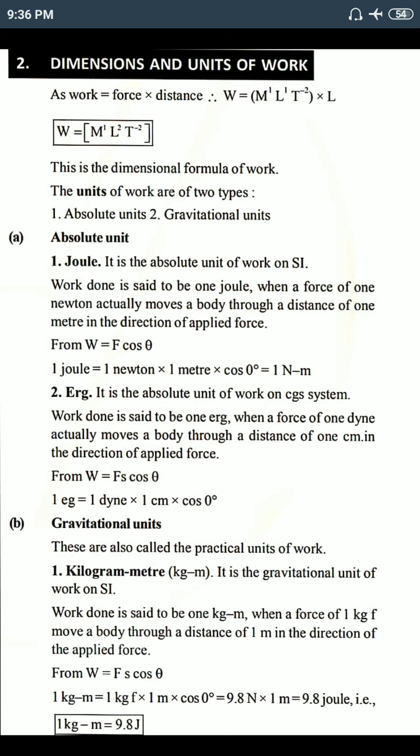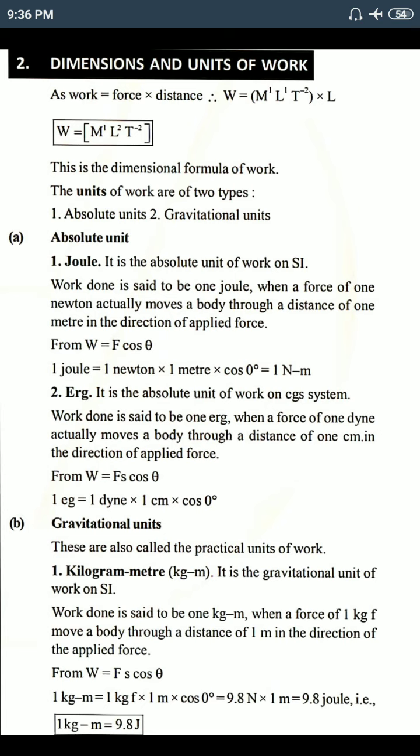The SI absolute unit of work done is the joule. Work done is said to be 1 joule when a force of 1 Newton moves a body through a distance of 1 meter, because in SI the unit of force is Newton and the displacement is in meter. So whenever a 1 Newton force is applied on a body, and the body is displaced by 1 meter, only then can we say that the work done is 1 joule. So 1 joule equals 1 Newton into meter.